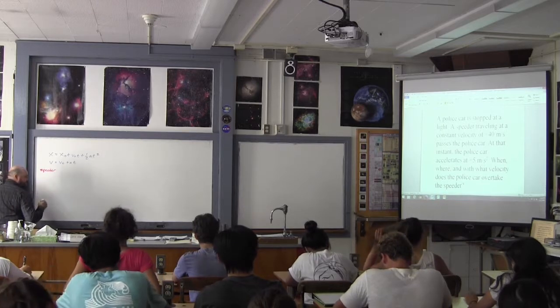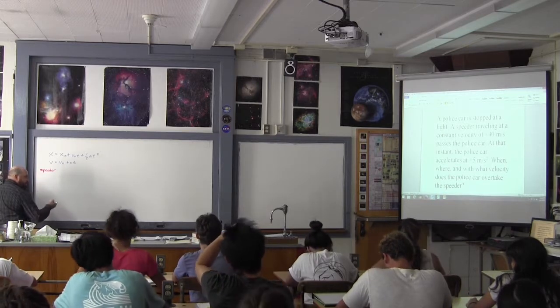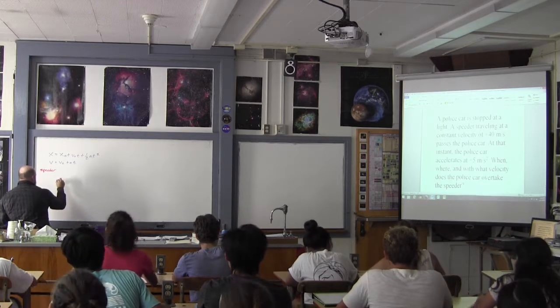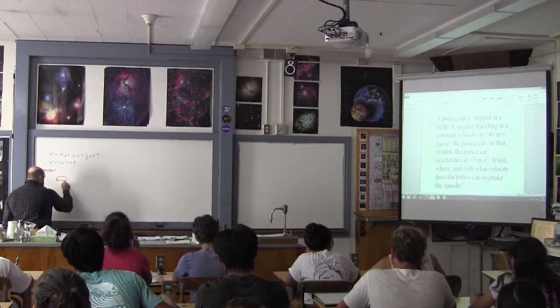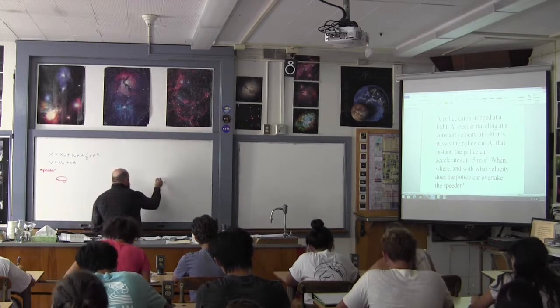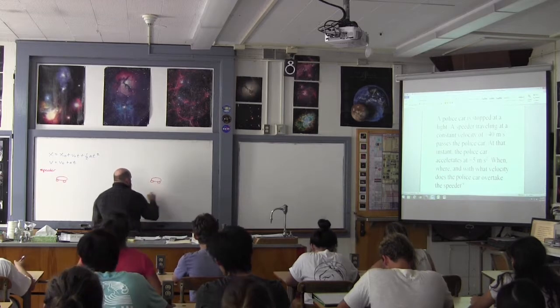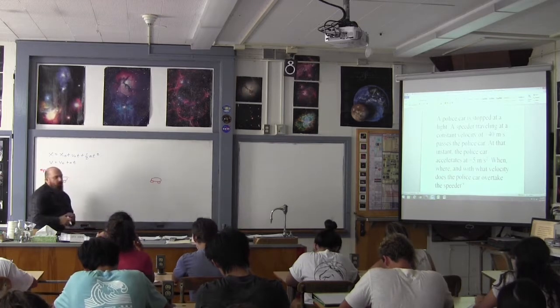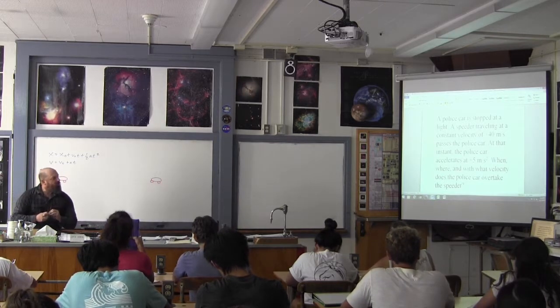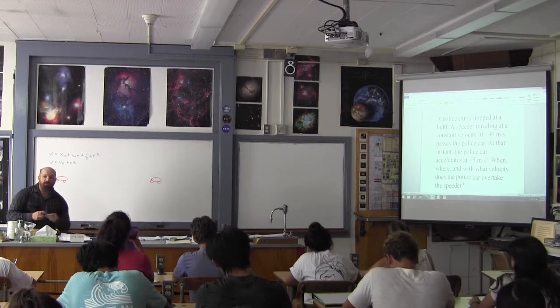So, like we saw last time in class, you begin a basic problem. Remember, I'm always drawing out a diagram. So, very simply, the speeder starts here, and then eventually, when it gets overtaken by the police car, it will be over here somewhere. Now what do we know about the speeder's motion based upon what's given here in the problem?